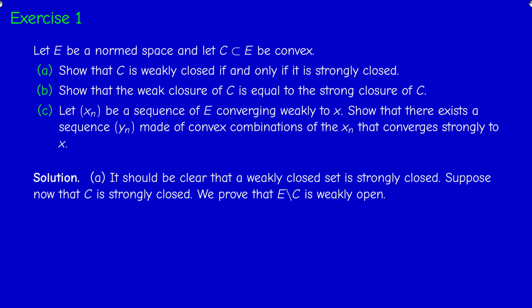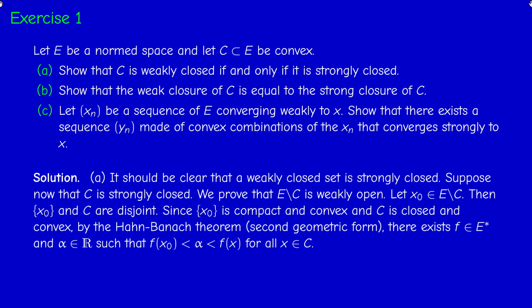We prove that the complement of C is a weak neighborhood of all its points. So we pick an arbitrary point x0 in the complement of C, and we have to find a weakly open set that contains x0 and is contained in the complement of C. Now, if x0 is in the complement of C, then x0 is not in C, so the singleton {x0} and C are disjoint, and the singleton is compact and convex, and C is closed and convex, strongly closed and convex.